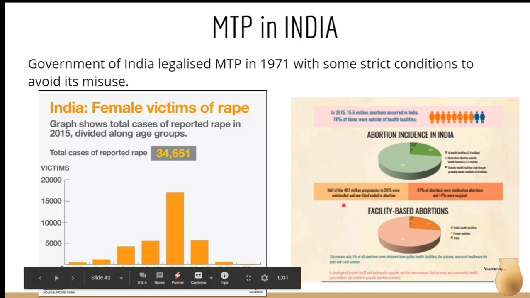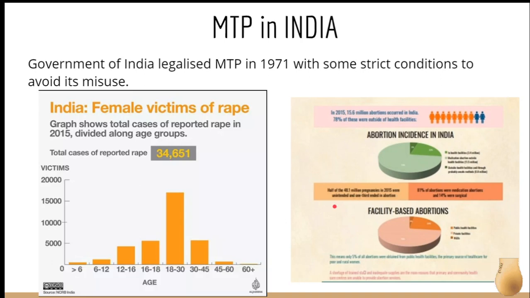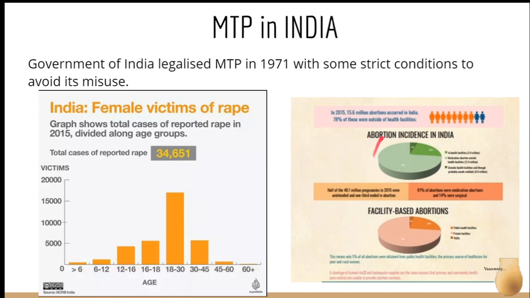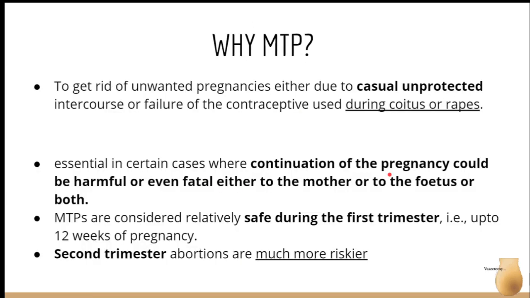Half of the 48.1 million pregnancies in 2015 were unintended, and a third ended in abortions. 81% of abortions were medication abortions, and 14% were surgical. So here the graph shows the facility-based abortions and incidence of abortions. So this is also an alarming number that is taking place in our country.